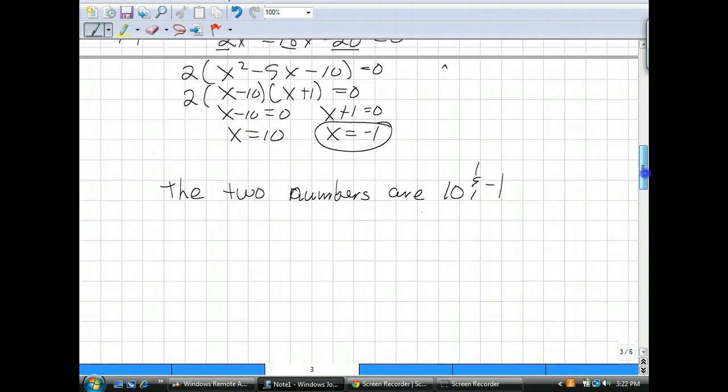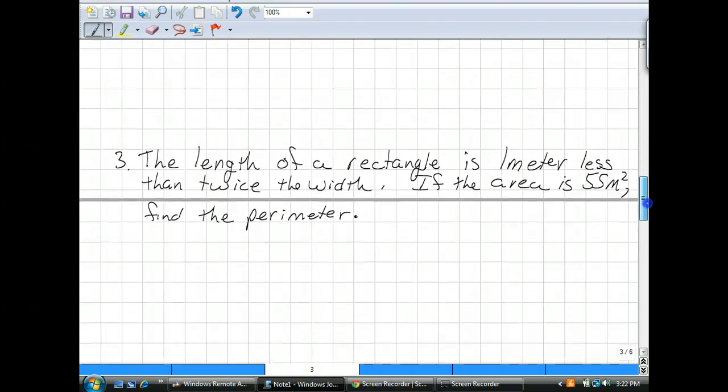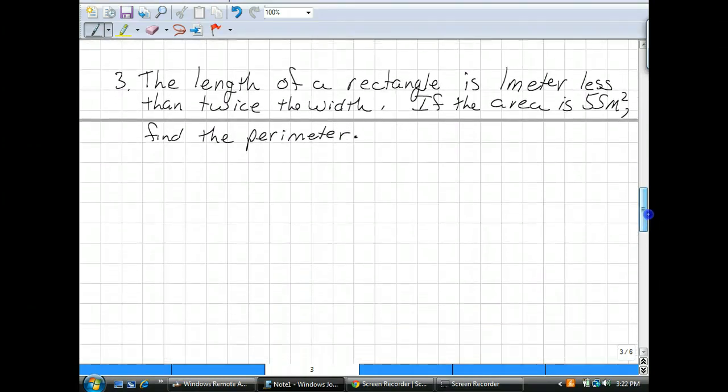All right, moving on, example 3. The length of a rectangle is 1 meter less than twice the width. So first thing we want to do, before we do anything else, is draw a rectangle.